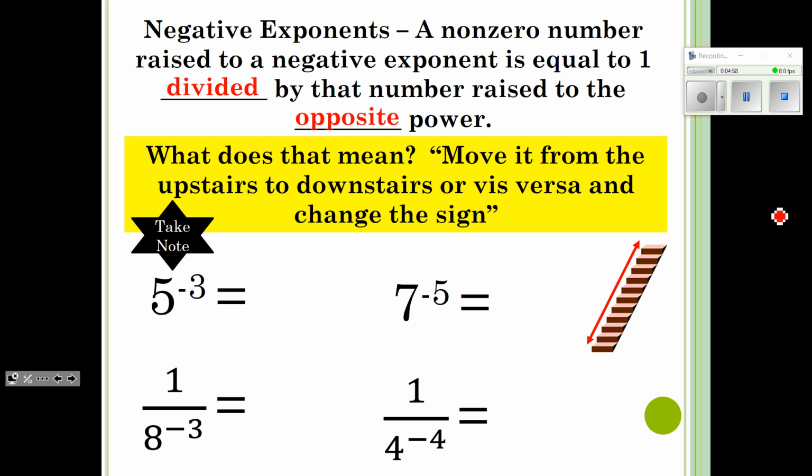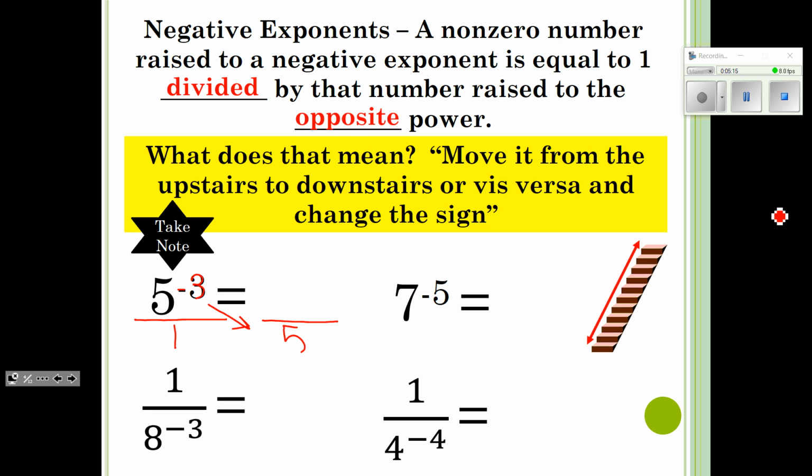So let's look at examples of this. If we have 5 to the negative 3 power, 5 is upstairs. It's understood that there is a denominator down here. It's an invisible 1. So we notice a negative 3 exponent, so we have to move it downstairs to the denominator.